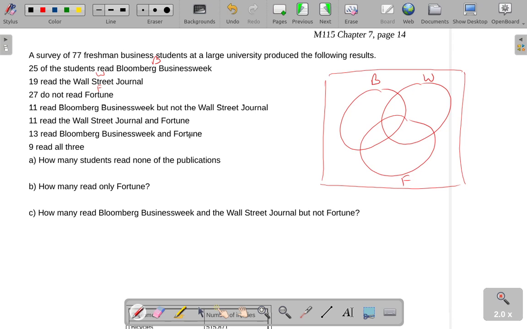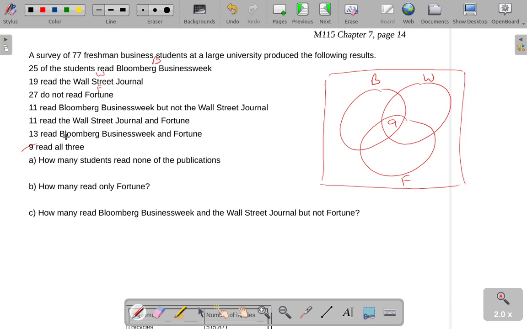It's generally good practice to start with the most strict statements. The most strict one here says that 9 students read all 3 of these journals. So I'm going to put a 9 in here. That represents the size of this region: 9 people in the common area between all 3 of these. It's actually called the intersection of these 3 sets.